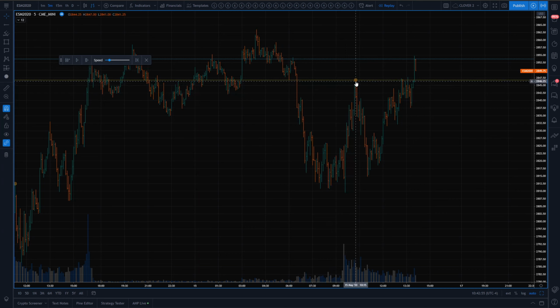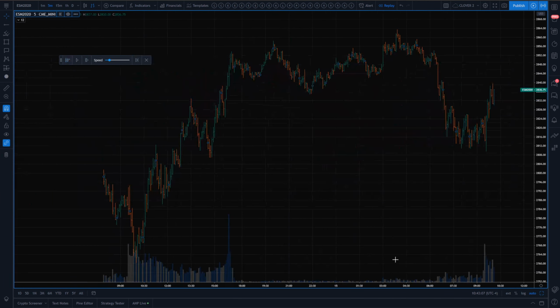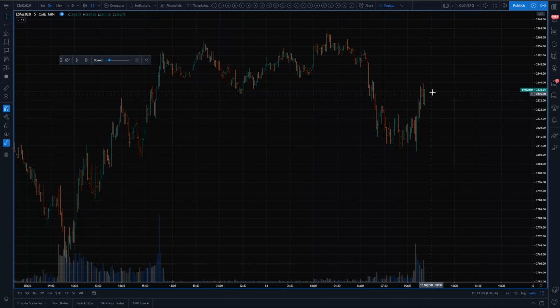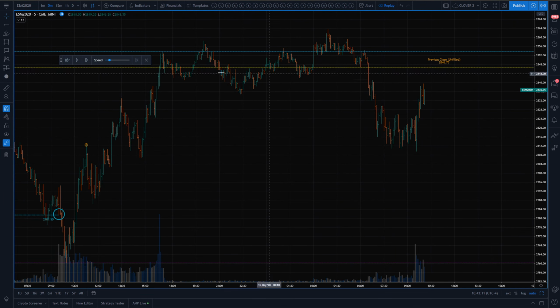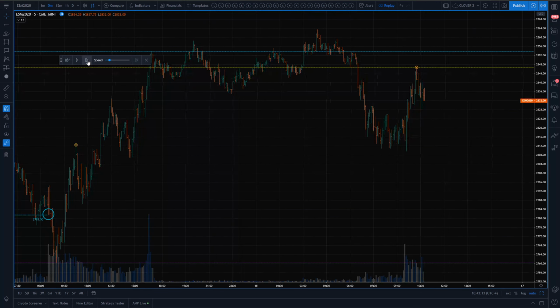And I front run these all the time. This perfectly hit the 2847 previous close, and I think that's what it was. Let me see. 2847, 2846.75. So it went one tick above.